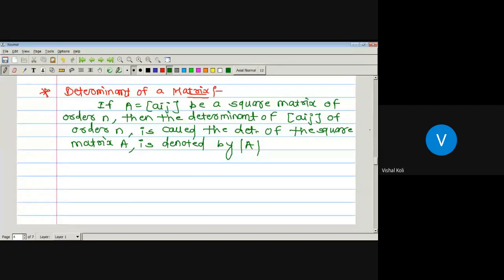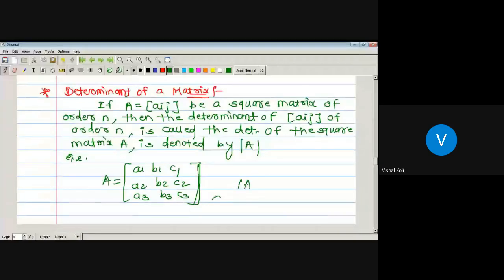Suppose we have a matrix A with rows A1 B1 C1, A2 B2 C2, and A3 B3 C3. Then its determinant value is denoted by this symbol, and is written as the array A1 B1 C1, A2 B2 C2, A3 B3 C3. In this way we can find the determinant value of any square matrix of order n, where n is any natural number.